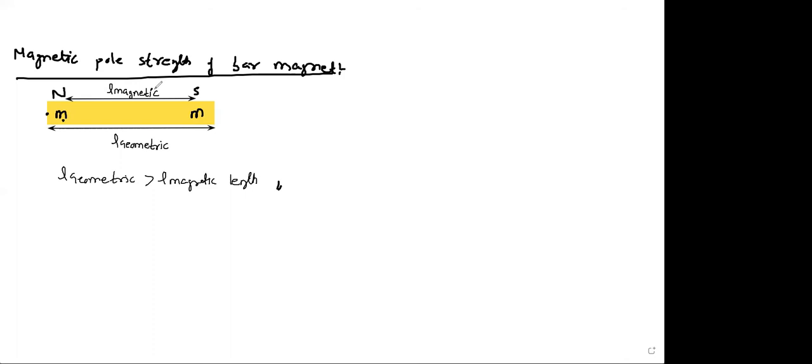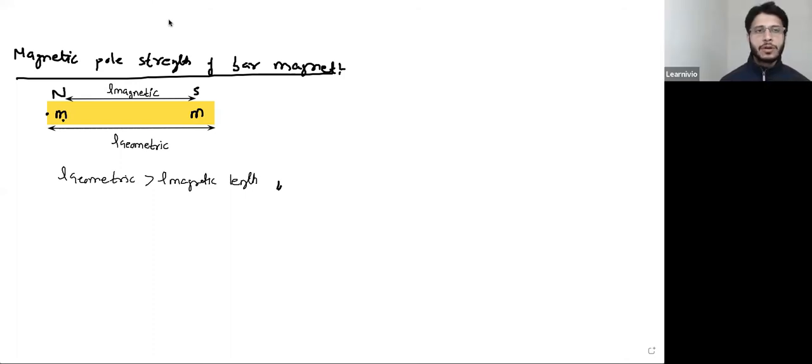There's one more thing in it. Magnetic pole strength, we discussed even yesterday, is like charge in electrostatics. The strength of this north pole and south pole is represented by magnetic pole strength. Now, if I cut this magnet, let's say this is a magnet.